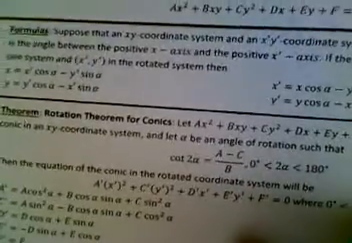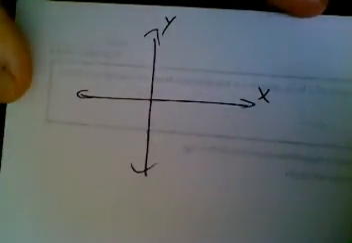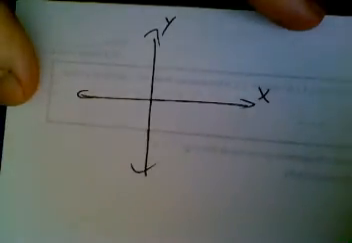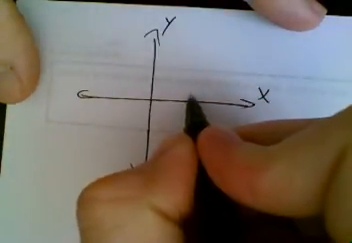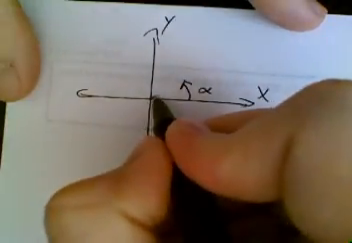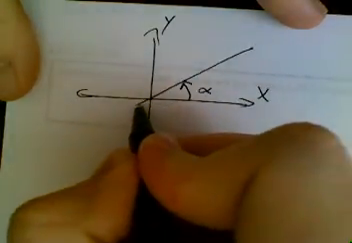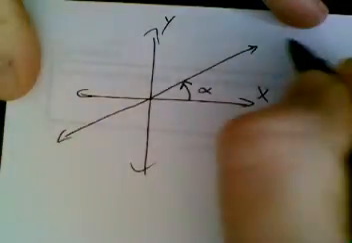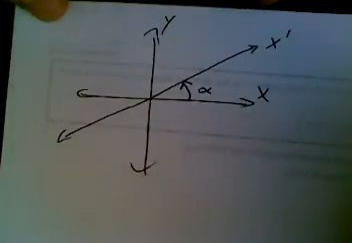Let me draw a picture to help you understand what I mean by all of that information that's being said. Okay, here's my x, y coordinate system, no big deal. What this block, number 3, is really saying is that I have an angle alpha, and that angle alpha determines an x prime axis.